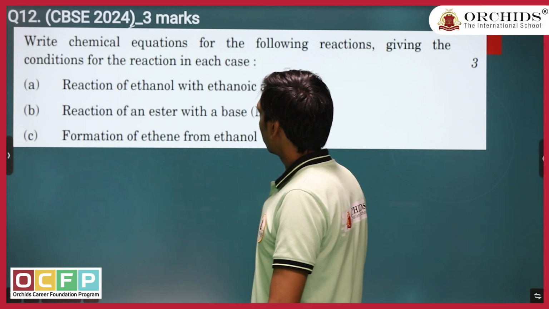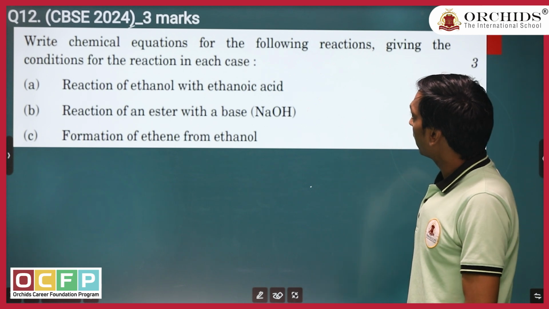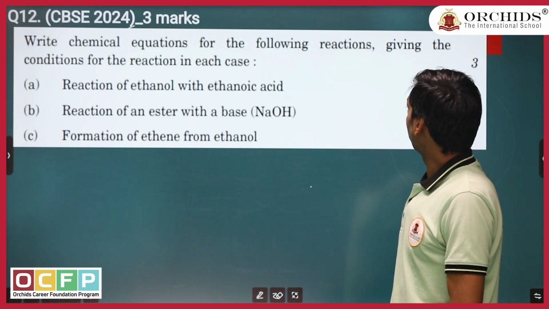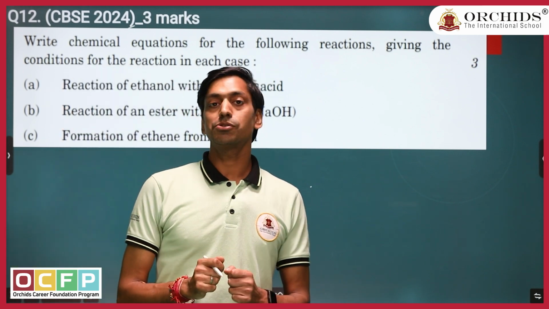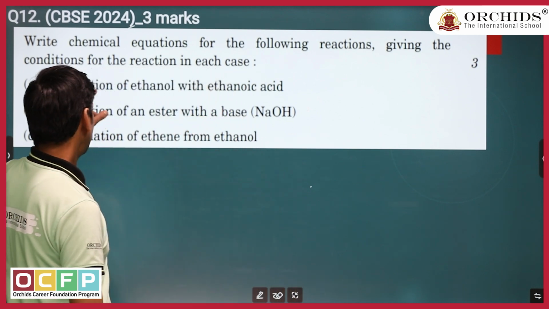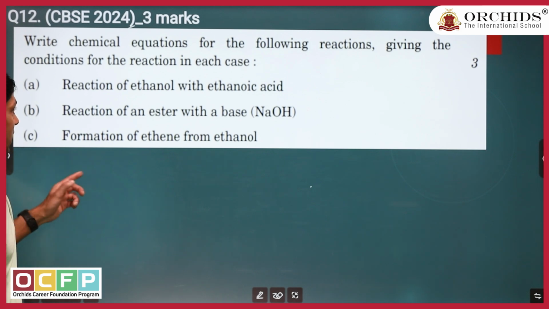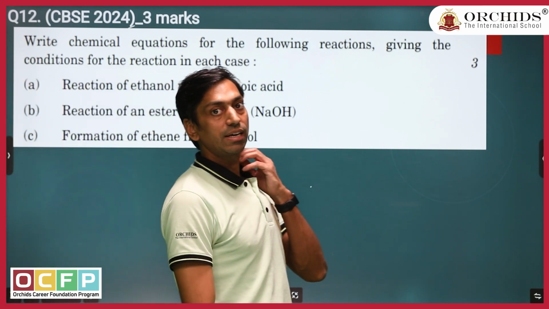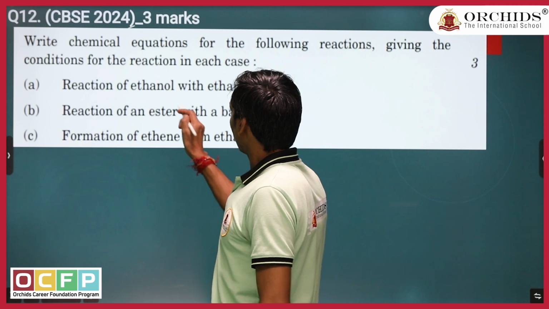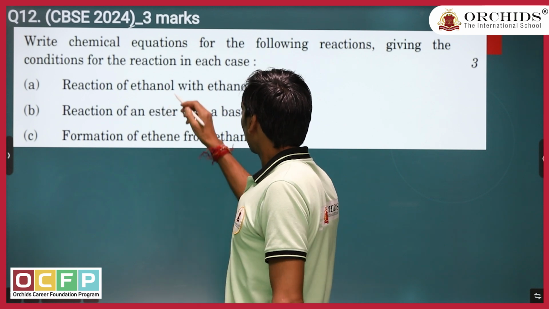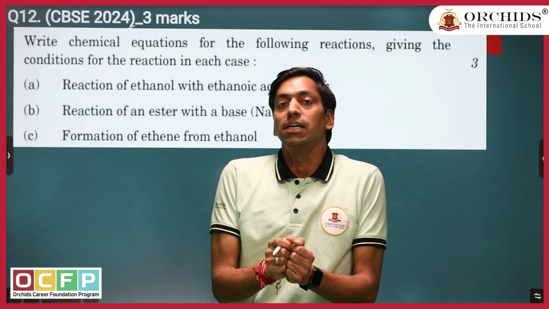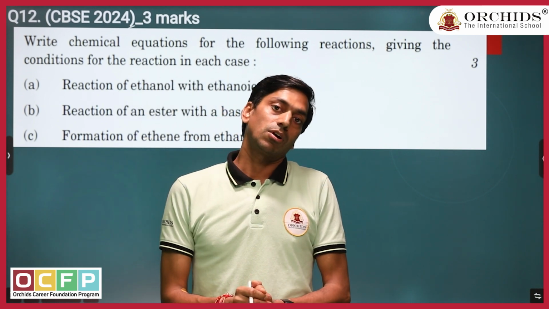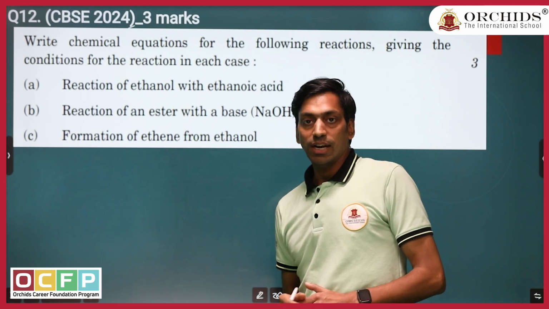If I talk about the first reaction: write the chemical equation for the following reactions, giving the condition for the reaction in each case. So here you have to mention the conditions also. What are the conditions for the reaction? The first reaction is the reaction of ethanol and ethanoic acid. We already know that when ethanol and ethanoic acid combine, they lead to the formation of sweet smelling substances called esters, and this process is called esterification.